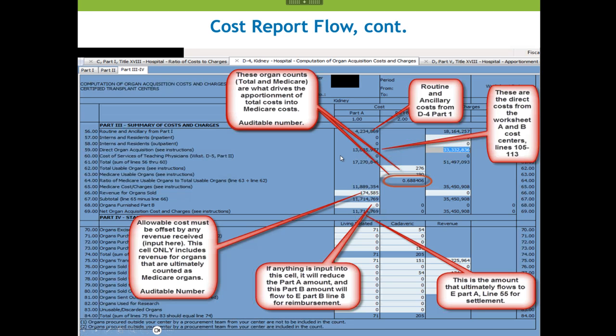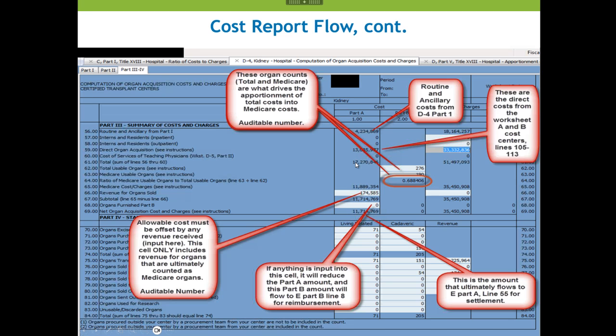So now we're moving on to the Medicare organ ratio itself. This is the key thing that drives the actual reimbursement. So we have the total usable organs of 276, the Medicare usable organs of, looks like 190 in this case, and then if you divide it, you get 68.84%. It's kind of odd. They should be reversed, you'd think, numerator over the denominator. But in any case, here's the calculation. This amount is now finally going to be used to allocate or apportion all those various costs we had up above down to Medicare only.